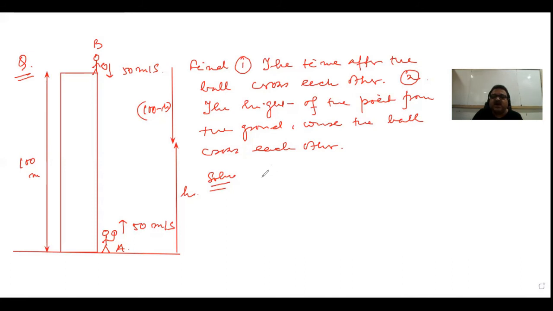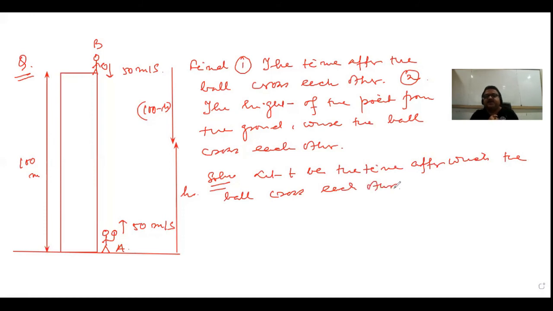So, assuming after time t, the balls will cross each other, correct? Let t be the time after which the balls cross each other. Okay, clear? Now, what is the height? You are throwing it. So let me write out here the motion of A.